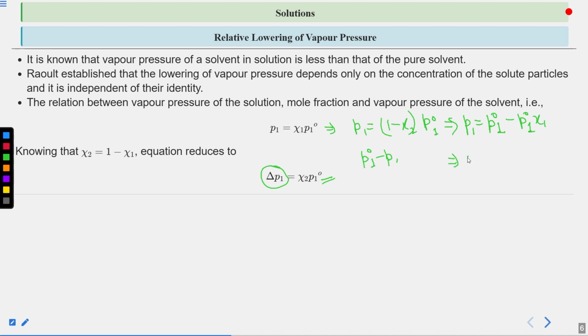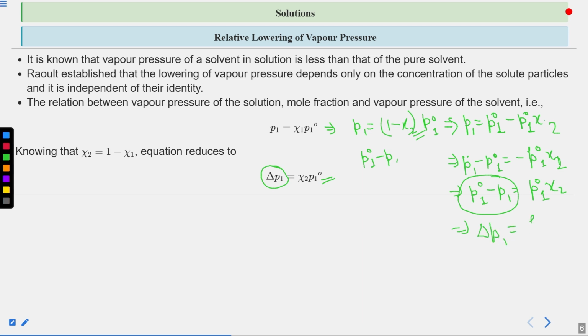What will we get? We will get P1 minus P naught 1 equals minus P naught 1 chi 2. If we multiply by minus 1 on both sides, we will get P naught 1 minus P1 equals P naught 1 chi 2. Okay, we have just substituted it from here. Finally, the left side can be written as delta P1, which is the change in vapor pressure, and hence we get this final equation.